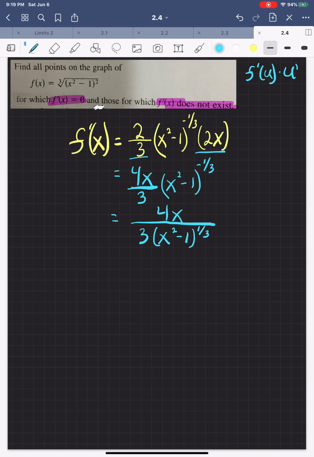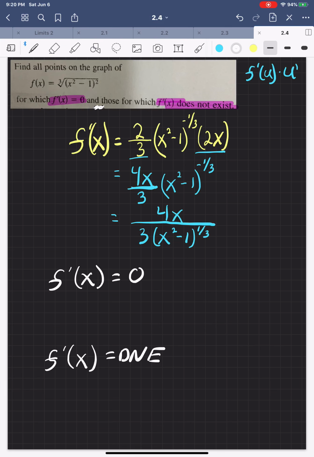All right, so at this stage, we have enough to answer the question. Let's rewrite the question. When does f prime of x equal 0? And I'm going to show you the trick here, if you'll listen to me. And when does f prime of x not exist? We'll call that part A and part B.